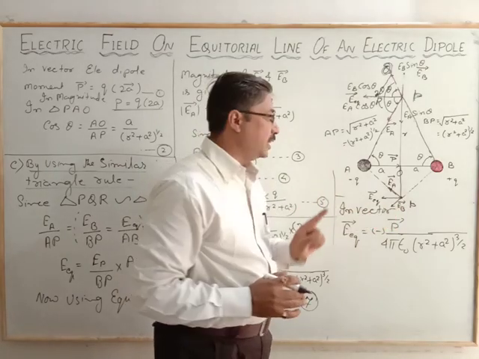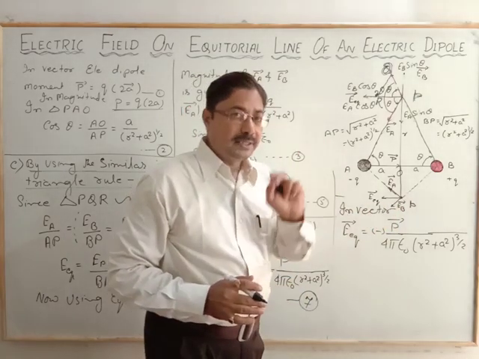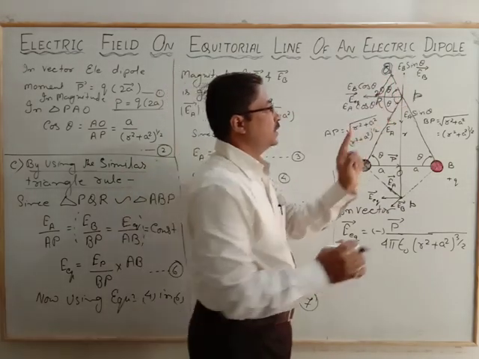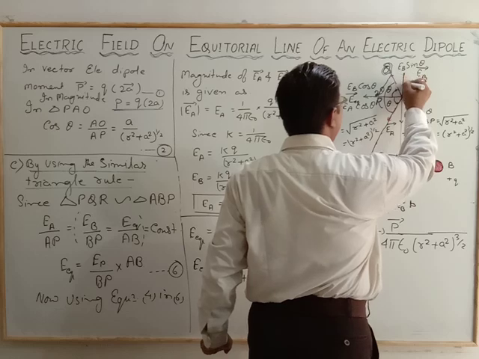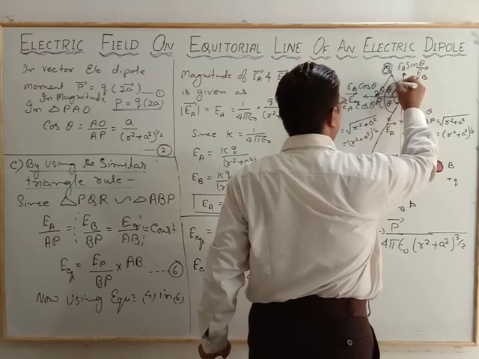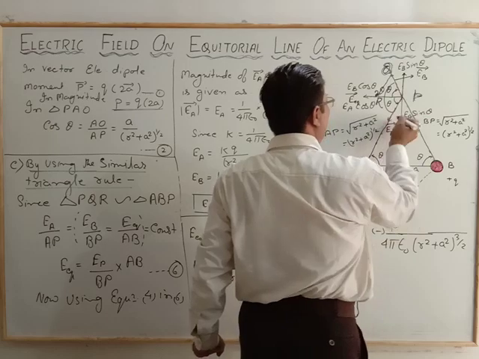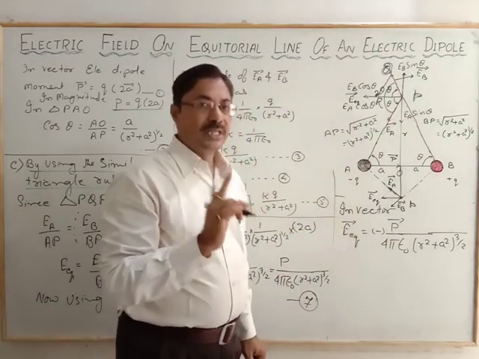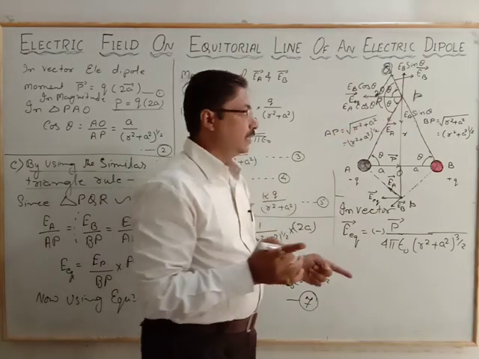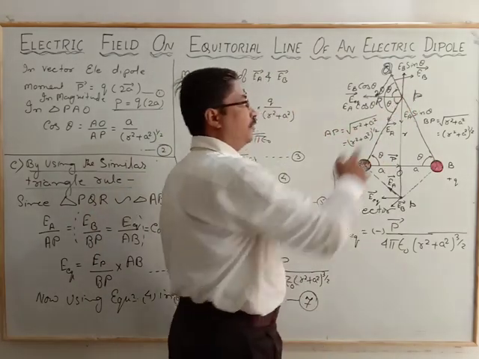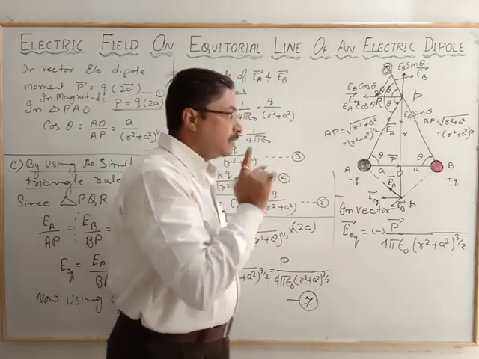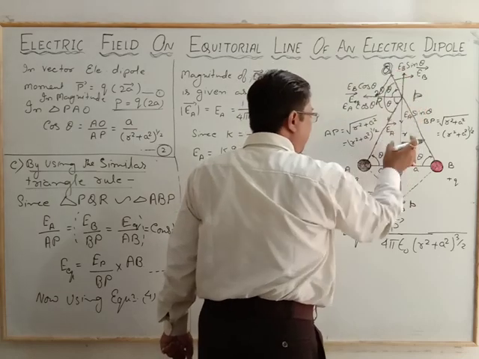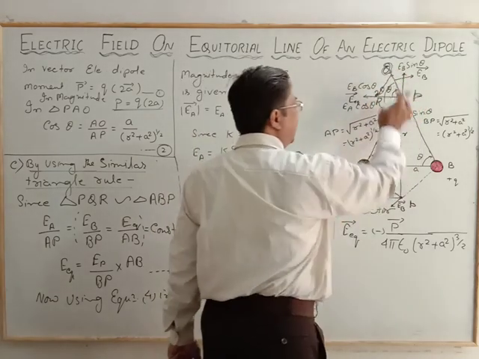The arrangement we have considered in three methods, in three ways. In the first, we resolve the vectors, the EB vector and the EA vector, using the resolution method. In the second method, we have taken the resultant of two vectors. And in the third method, we have considered the similar triangle rule.